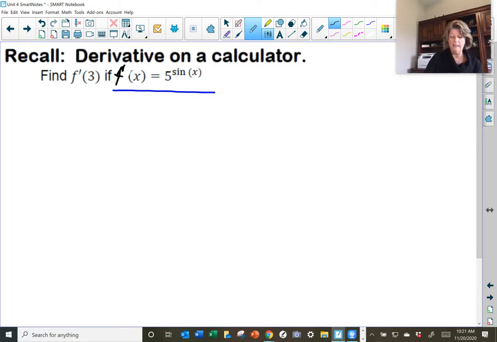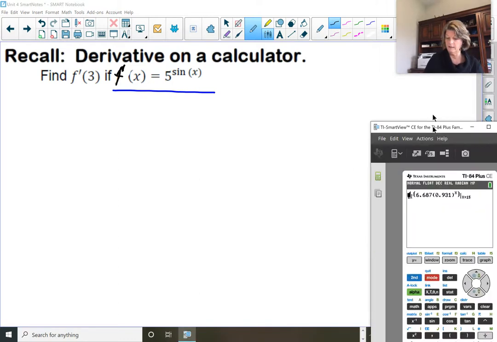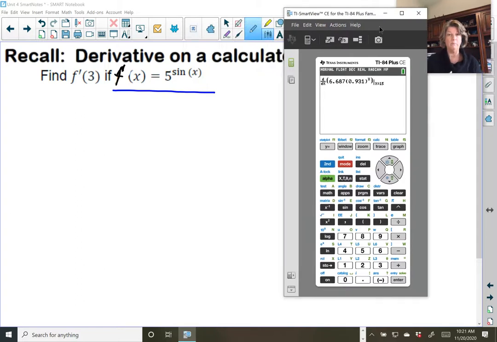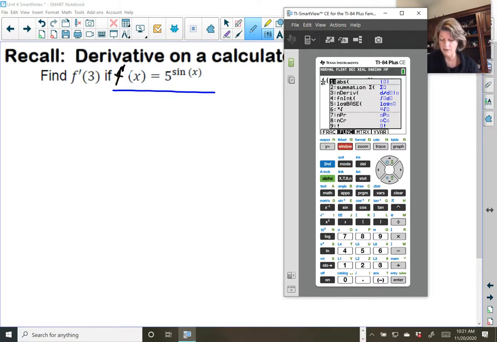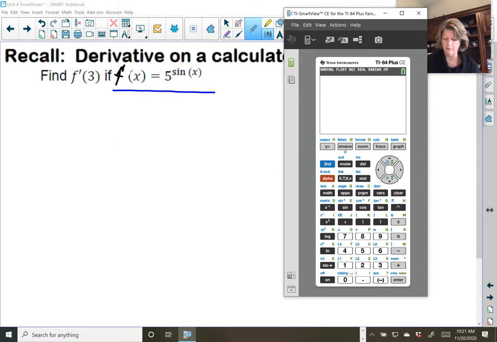So I will key into my calculator 5 to the sine of x. Let me grab my calculator. And let's walk through those steps one more time. I think most people are familiar. There are 2 places to get numeric derivative on your calculator. You can hit alpha, window, option 3, and that will give me a derivative. So I'm going to do that again. Alpha, window, option 3, and I'm into derivative dx.